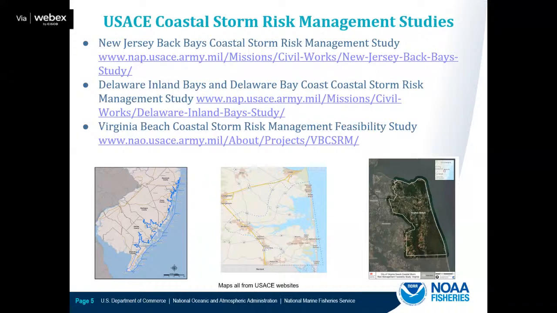The final study that we have to talk about a little bit today is the Virginia Beach Coastal Storm Risk Management Feasibility Study. This study began in July of 2022, and it's expected to take about 4 years. The City of Virginia Beach is the cost share partner on this, and we don't really have a whole lot of additional information on this. There were some early informational meetings. Scoping was done in 2022. A draft report is scheduled to be released late 2024. And that's about what we have on the coastal storm risk management studies. Next slide, please.